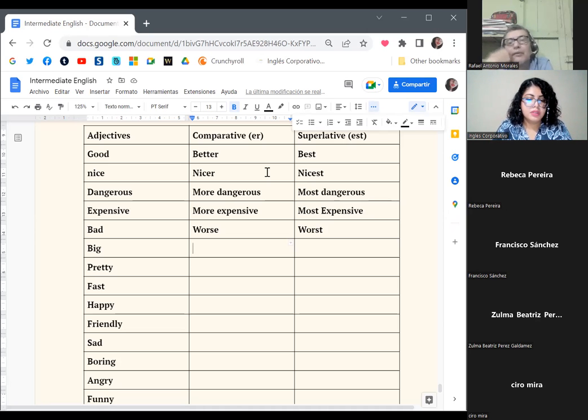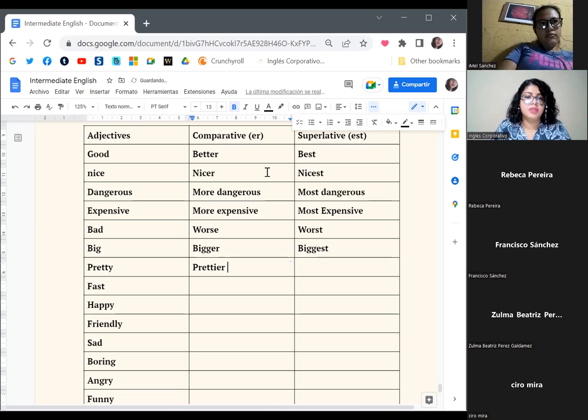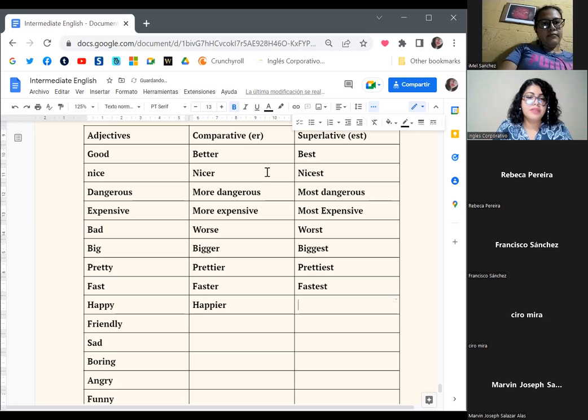Big, this is kind of easy. Comparative? Bigger. Good. And superlative? Biggest. Good. Pretty. Prettier. Prettiest. And superlative? Prettiest. Good. Fast. Faster. Good. Superlative? Fastest. Happy. Happier. Good. Superlative? Happiest.